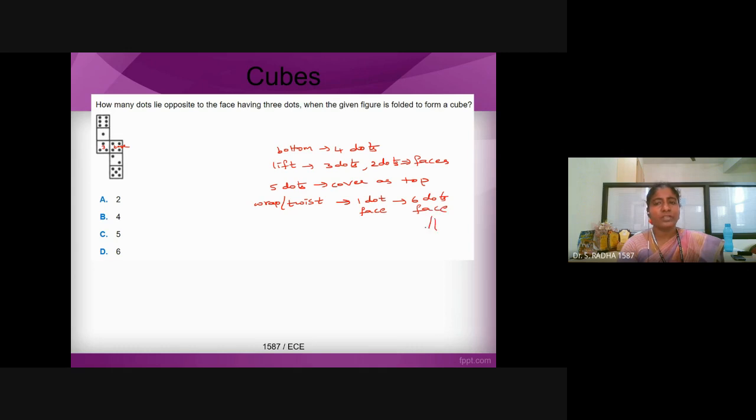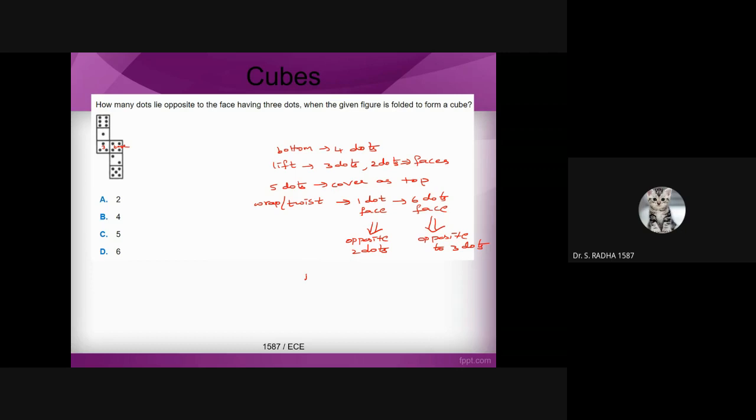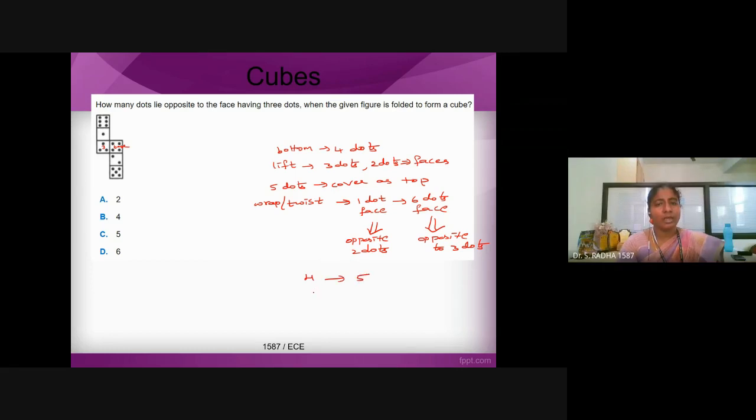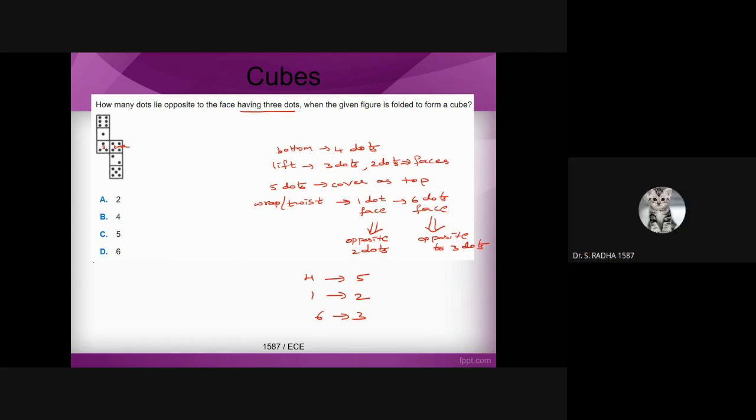This will come opposite to 3 dots, and this 1 dot will come opposite to 2 dots. Now 4 and 5 dots are opposite, 1 and 2 dots are opposite, 6 and 3 dots are opposite. What they are asking is what face is opposite to 3 dots. Okay, opposite to 3 dots is 6.